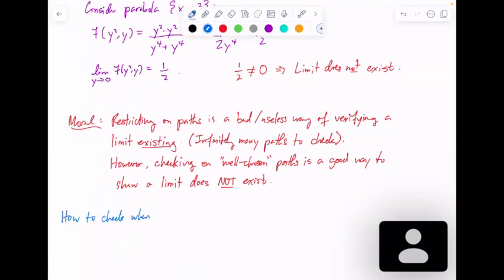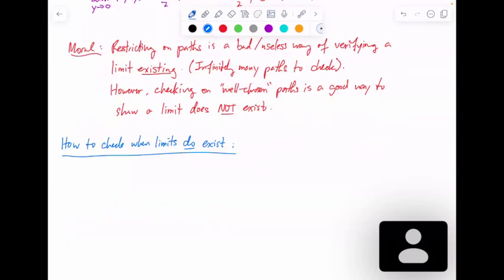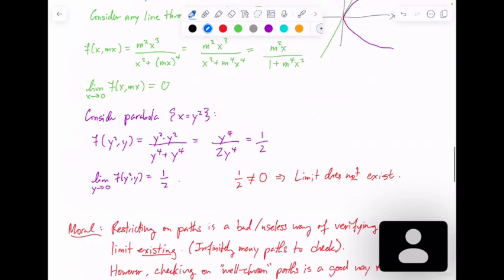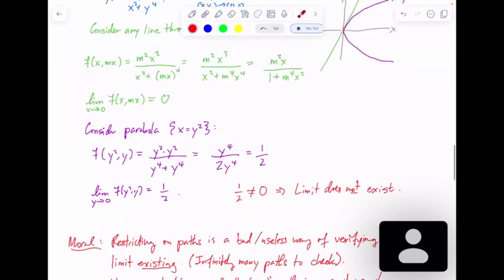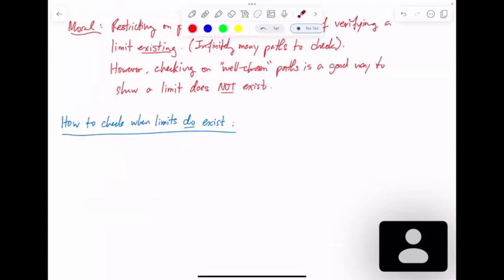So how to check when limits do exist? One, the very cheap way, it's stupid. If you have a polynomial or a rational function, let's say a function like this, and your point is not 0, 0, your point is in the domain, and the denominator doesn't vanish, then you just plug it in, and that's your limit. If this were 1, 0, I just plug in 1, 0 and see what I get, and that's my limit. So that's sort of the half method. I'm not going to count that as a method, but I might as well record it.